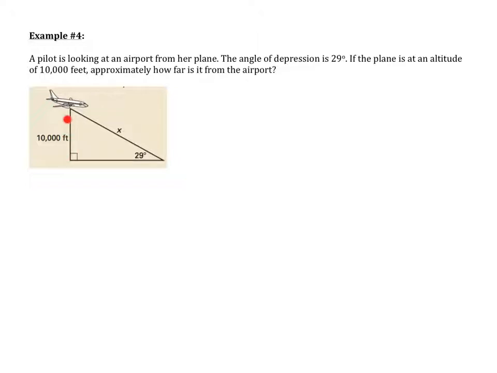So the plane is 10,000 feet above, and I want to know from the plane to the airport, what is that distance? So we're given this 29 degree angle. I'm given the side that is opposite it, and I'm looking for the hypotenuse. So opposite over hypotenuse is sine. So I'm going to set this up and say sine of 29 degrees is equal to 10,000 over x.